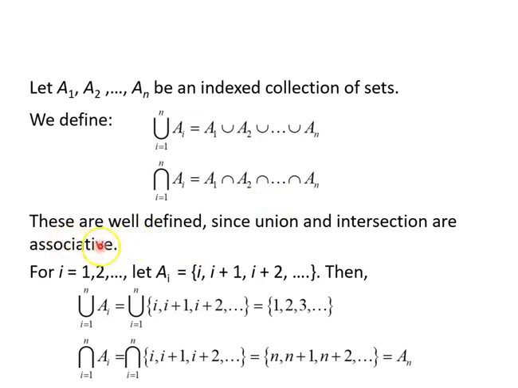For example, if Ai is defined like the set of all integers greater than or equal to i, then the union of these sets, Ai for i from 1 to n, is just the set 1, 2, 3, and so on, that is the set Z plus. And the intersection of these sets Ai for i from 1 to n is just An.